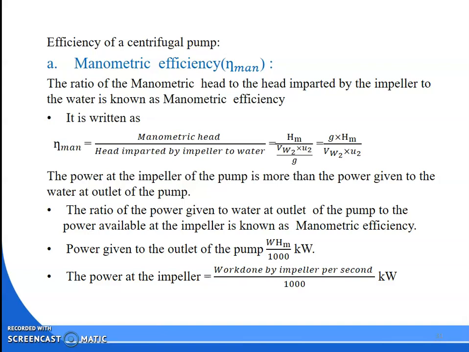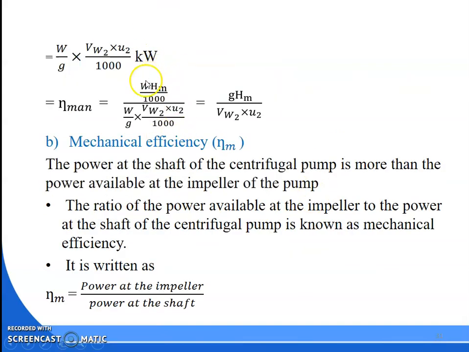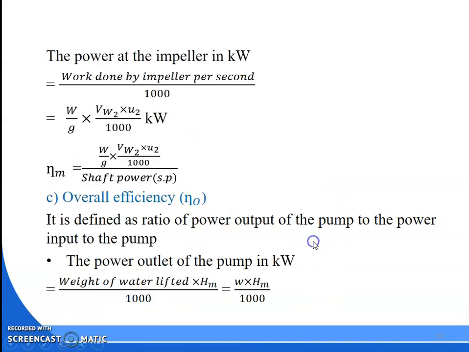So what is the power available at the water? That is weight of water into manometric head divided by 1000. And what is the power available at the impeller? W by g into Vw2 U2 by 1000. So what do you get? gHM by Vw2 into U2. Then what is our mechanical efficiency? Output by input. So what is your output? Power available at the impeller is your output. Input is your shaft power. So power available at the impeller is W by g into Vw2 U2 by 1000 divided by shaft power.